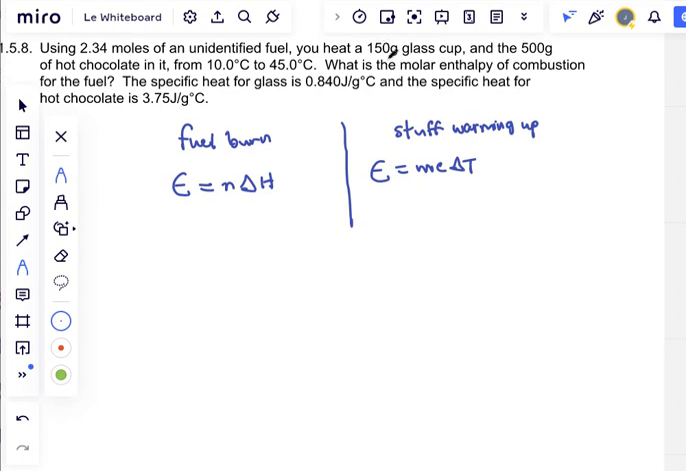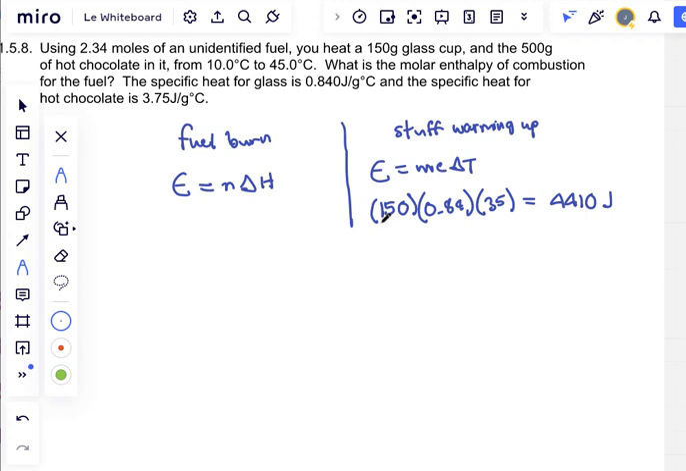For the glass, they say there's 150 grams of it. The specific heat for glass, they tell us, is 0.84. And our temperature change, we went from 10 up to 45, so a 35-degree change. 45 degrees is kind of tepid hot chocolate, but all right. And 150 times 0.84 times 35 degrees. It took 4,410 joules of energy to warm up the glass.